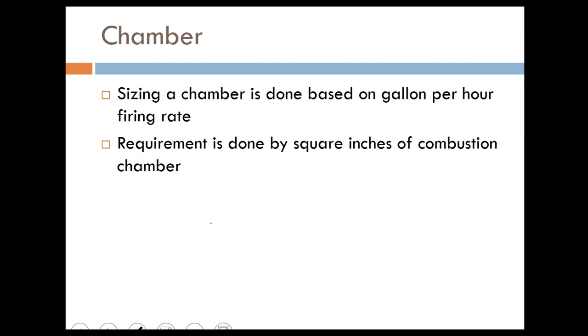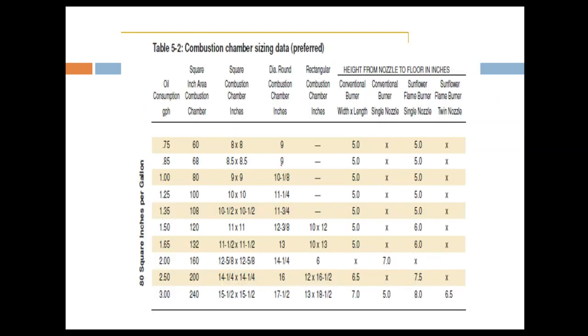So chamber and chamber sizing are very connected to each other, because the chamber has a set size, and the nozzle and the fuel and the shape of the flame are designed for that exact chamber. They are sized based on the gallon per hour firing rate. So that tells you that there's a relationship between the nozzle and the chamber. The requirement is done by square inch for combustion in the chamber. And there's a chart here that shows you what oil consumption should be thrown into the chamber based on the square area of the chamber and the volume. And this is the dimension in case it's a square, in case it's long, or in case it's round. So this chart gives you a general rule on how to size a chamber.